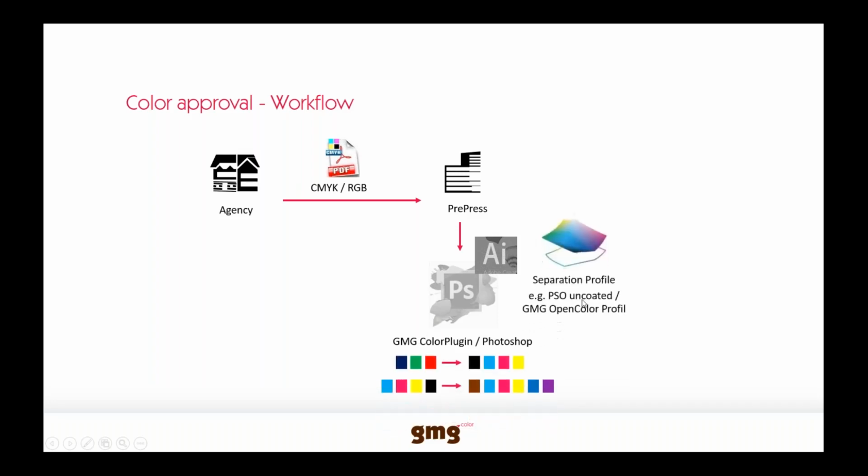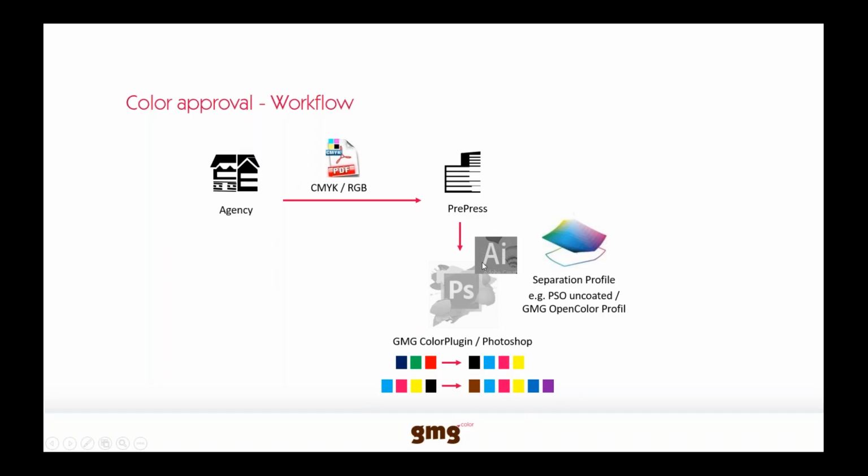And you have a separation profile, maybe a standard profile like PSO Uncoated. This is for free on the EIZO homepage to download and to use. So an industry standard. So convert, for example, from RGB to your industry standard PSO Uncoated, or you have to convert from CMYK to your spot colored image. What is possible with the color plugin, for example.